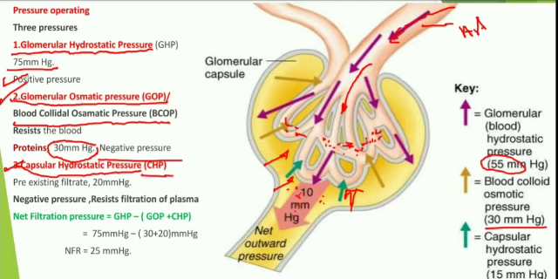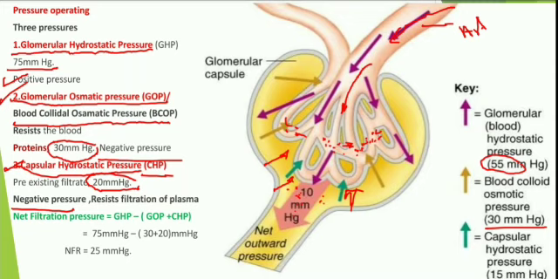It is represented as CHP, and this is about 20 mmHg because it offers resistance to the new filtrate, and it is responsible for negative pressure. These three kinds of pressure are actively involved in filtration of the glomerulus.